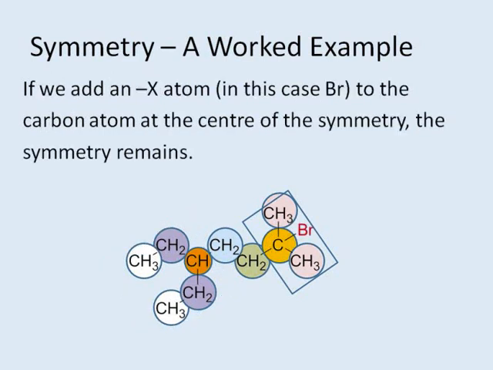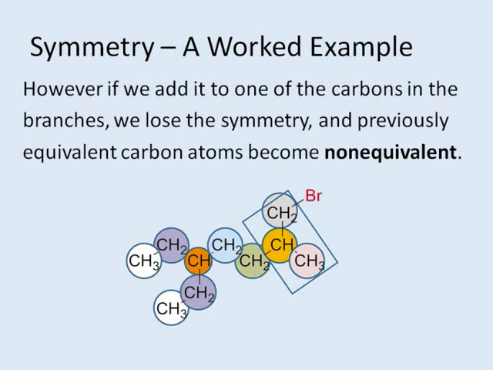If we add an X atom or substituent, in this case bromine, to the carbon atom at the centre of the symmetry, the symmetry remains. However, if we add the substituent to one of the carbon atoms in the branches, we lose the symmetry and previously equivalent carbon atoms become non-equivalent.